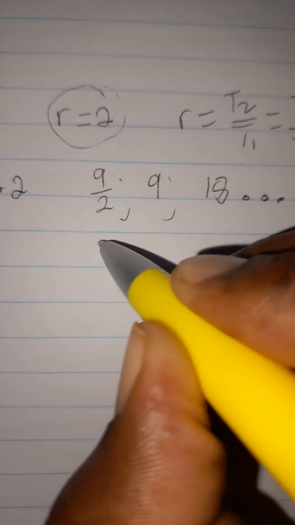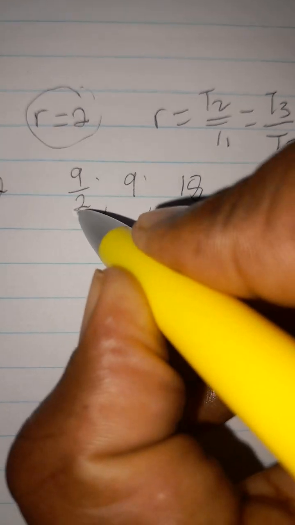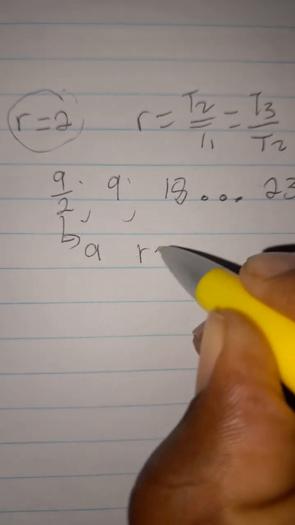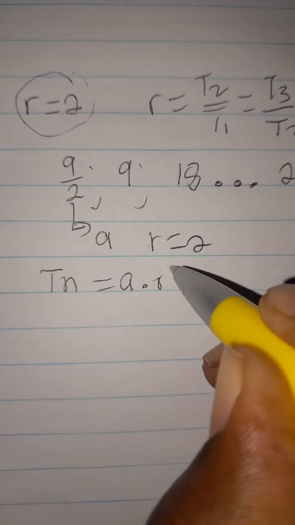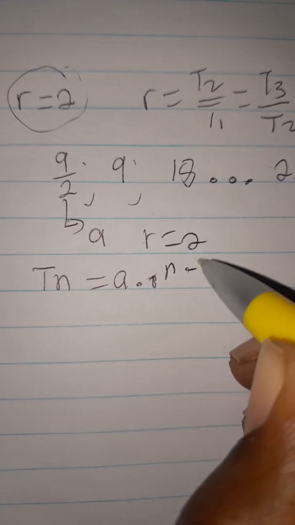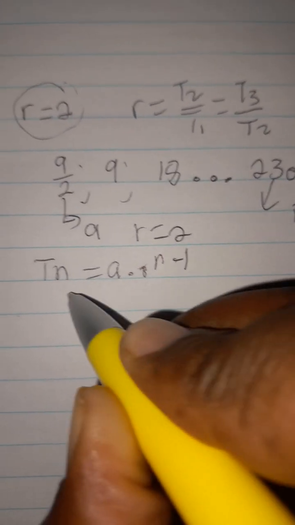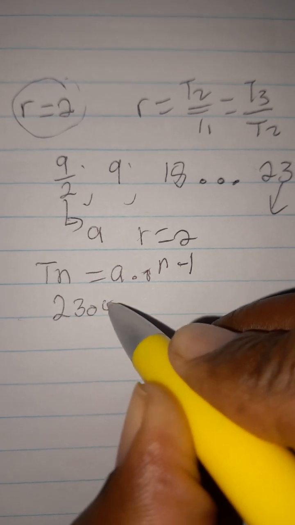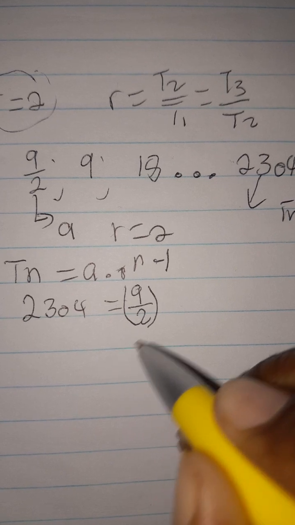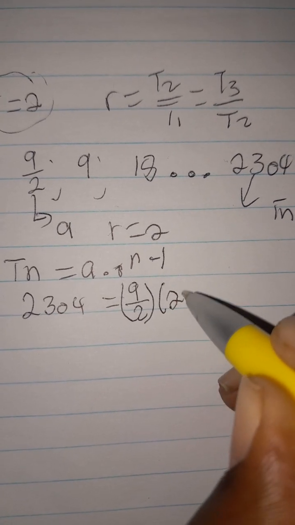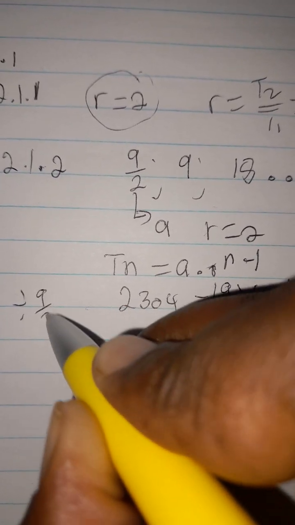Firstly, we have our first term as a, and we have our ratio as 2. So we are going to use the general term of a geometric sequence, which is Tn equals ar to the power of n minus 1. Remember that this is our Tn, so where Tn is, we put 23/4. Where a is, the first term, we put 9/2. Then our r will be 2 to the power of n minus 1. We will then divide everything by 9/2.